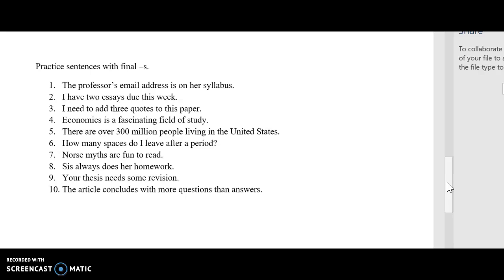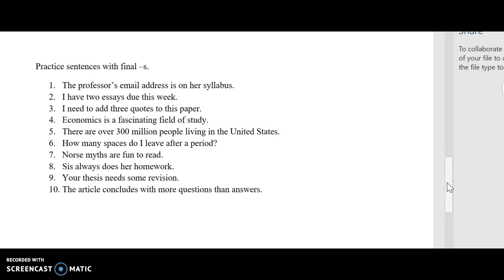The professor's email address is on her syllabus. I have 2 essays due this week. I need to add 3 quotes to this paper. Economics is a fascinating field of study. There are over 300 million people living in the United States.